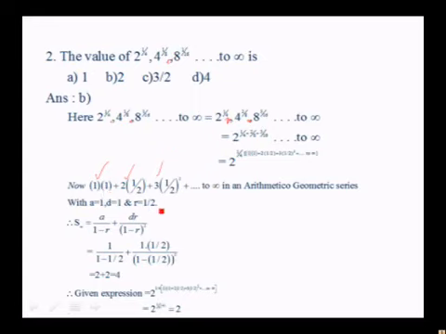So if you substitute that in the S infinity formula, 1 over 1 minus half plus 1 into half over (1 minus half) square, that is 2 plus 2. The first one, if you simplify, you get 2. This is also 2, so 4. So the given expression is 2 to the power of 1 by 4 into 4. That is equal to 2. So the answer is 2, the second option.